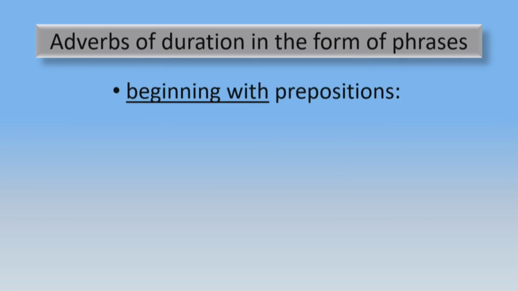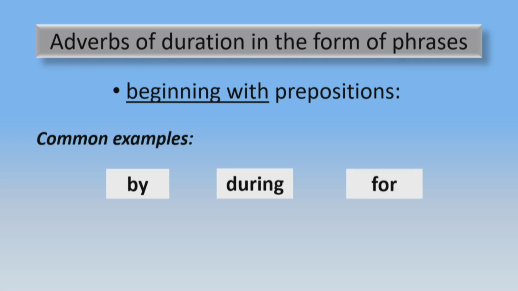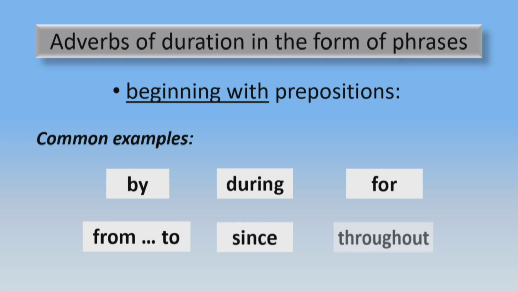The following are a few common examples of prepositions that adverbs of duration begin with when they are in the form of phrases: by, during, for, from, to, since, throughout. Now, let's have some sentences with adverbs of duration as phrases, also called adverbials.